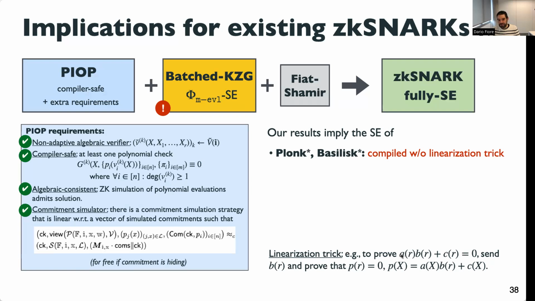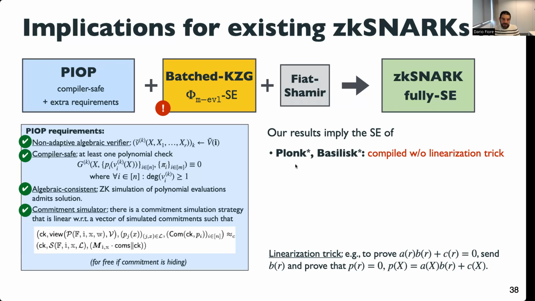Let's say you have committed polynomials A, B, and C. You want to prove that A(r) times B(r) plus C(r) is 0, something like this. And the trick says, okay, instead of sending you each evaluation, I can only send you, for example, B(r), and then I prove that this P(X) polynomial computed in this way evaluates to 0. So unfortunately, we cannot capture this because it's a more complex way to prove essentially these polynomial checks of the polynomial IOP that escapes our analysis so far.